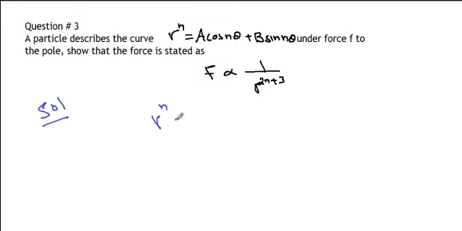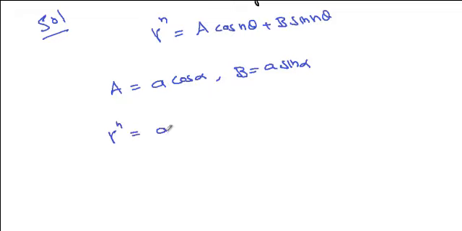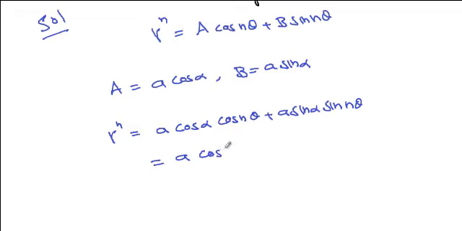We have the equation r^n = a cos nθ + b sin nθ. Let's suppose a is A cos α and b is A sin α. Putting these values in, r^n becomes A cos α cos nθ + A sin α sin nθ. So we can write this as A cos(nθ − α).